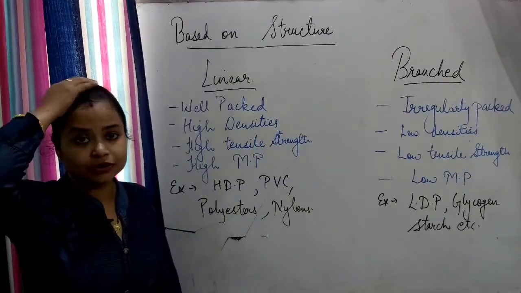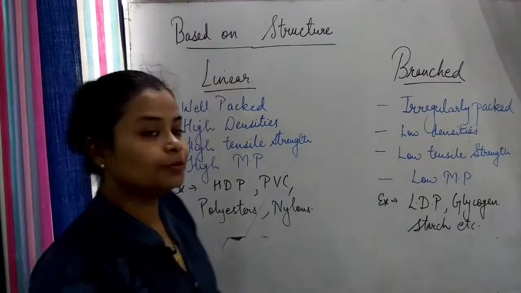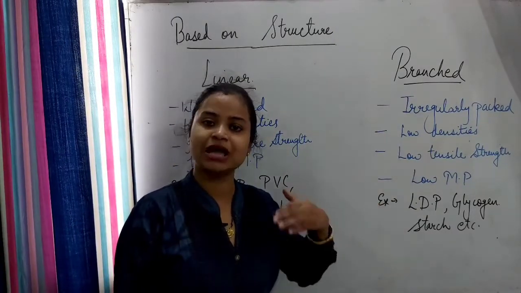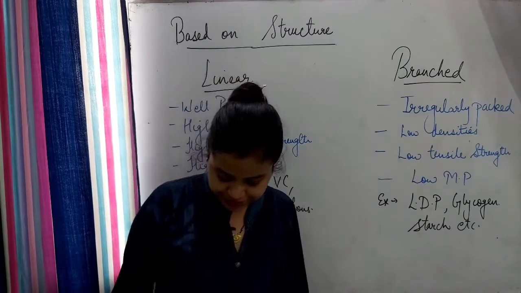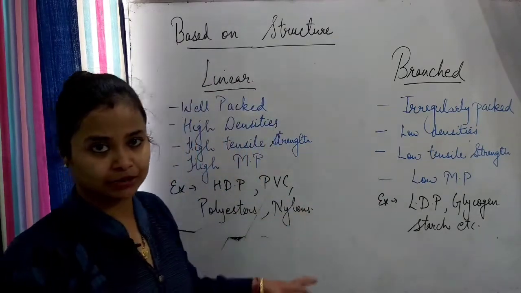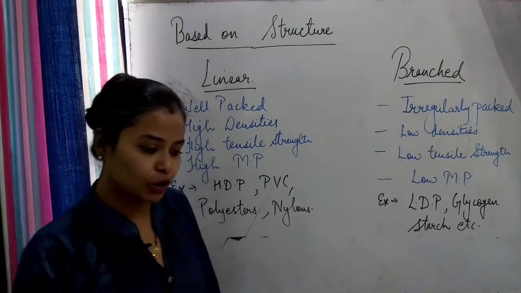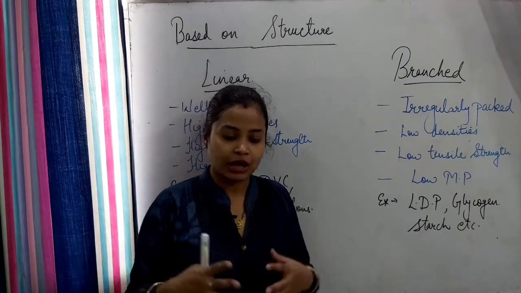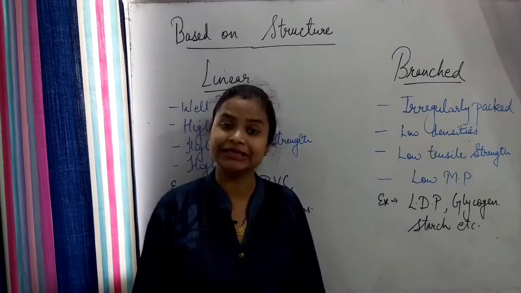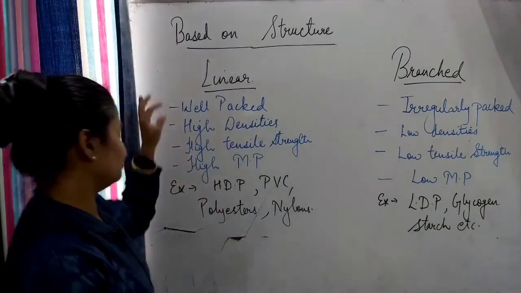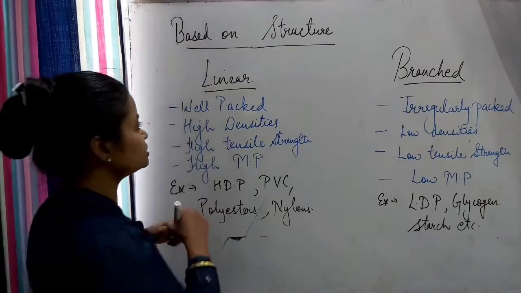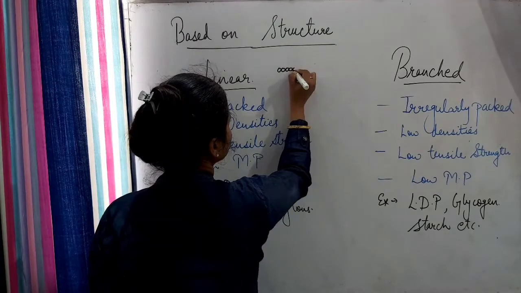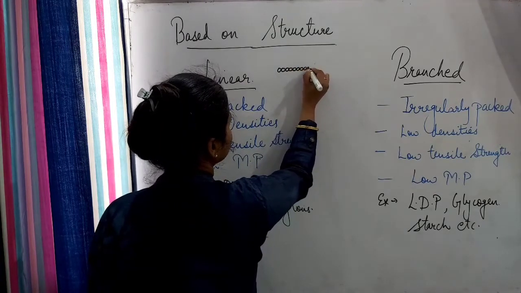Okay. Next is on the basis of structure. Now on the basis of structure, three are there: linear polymers, branch chain polymers and cross-linked polymers. First let us see linear and branch chain polymers. Now in linear polymers, the monomeric units are linked together to form long or linear chains. Okay. Now see, because they will have linear chains, for example, this is one monomeric unit. The monomeric units will be linked together like this.